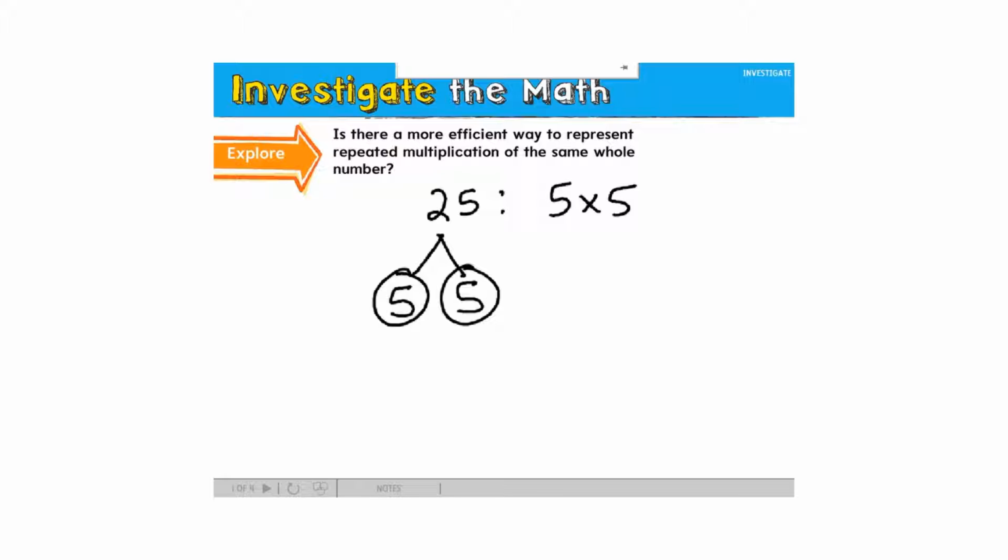But then you could also write this using exponents, and it just makes it easier for you to write it. So it could also be written like this. 5 is the base, because that's the repeated factor. And how many times is it repeated? Show me on your hand how many times the 5 is repeated. How many 5s do you see? 2. So 2 is the exponent. So that would be your answer.